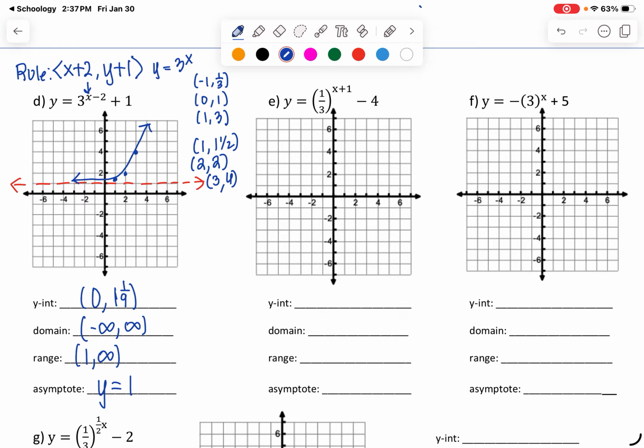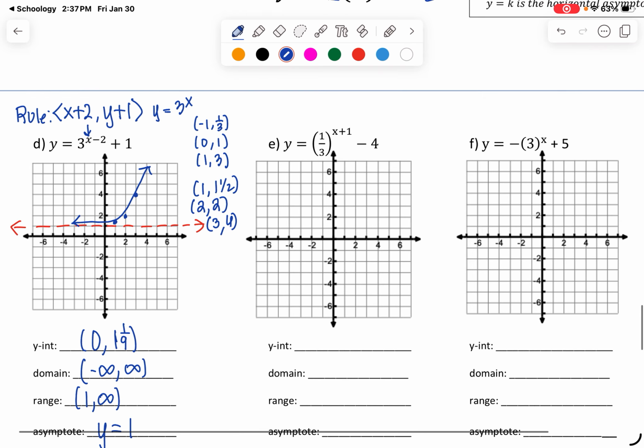All right, one more and then pause the video and try the last two on your own. So the parent function here is y equals 1/3 to the x. So I need to get my 3 points for that. Negative 1, 3, 0, 1, and 1, 1/3. Not hard to get those points, right? But I don't trust my brain just to think about them in my head.